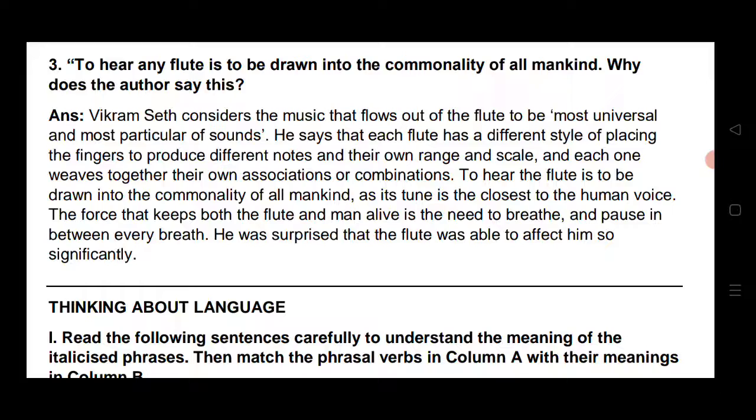Vikram Seth considers the music that flows out of the flute to be the most universal and most particular of sounds. He says that each flute has a different style of placing the fingers to produce different notes and their own range and scale, and each one weaves together their own associations or combinations. To hear the flute is to be drawn into the commonality of all mankind, as its tune is the closest to the human voice. The force that keeps both the flute and man alive is the need to breathe and pause in between every breath. He was surprised that the flute was able to affect him so significantly. So this is how we have done all the questions from your NCERT textbook.